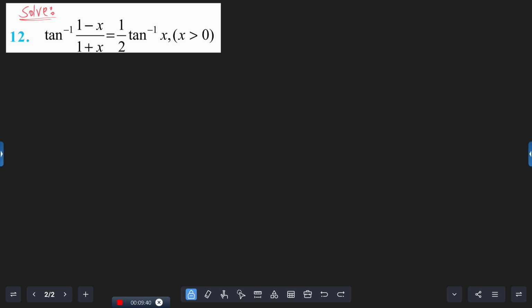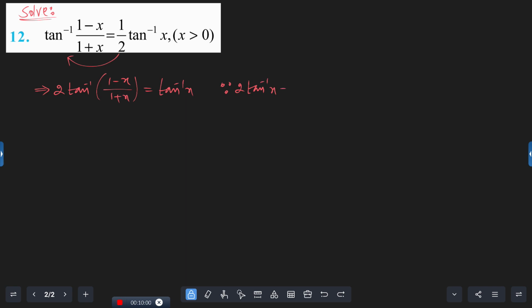So what you do, this 2 you send to the opposite side. So what will you be getting? 2 times tan inverse of (1 minus x) divided by (1 plus x) equal to tan inverse x. Now our aim is to cancel this 2. So the formula is what? 2 tan inverse formula, what?